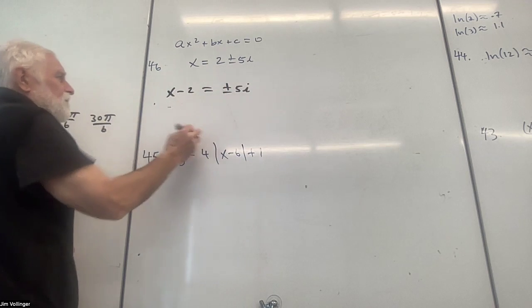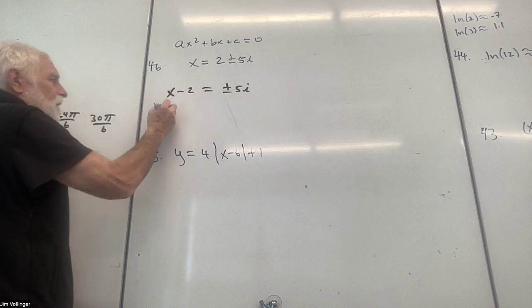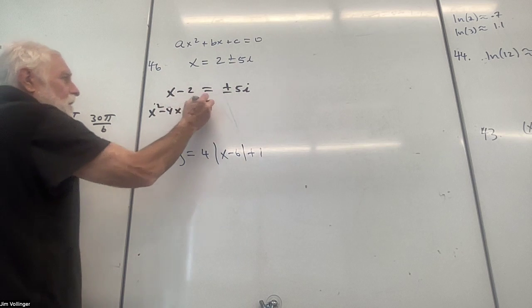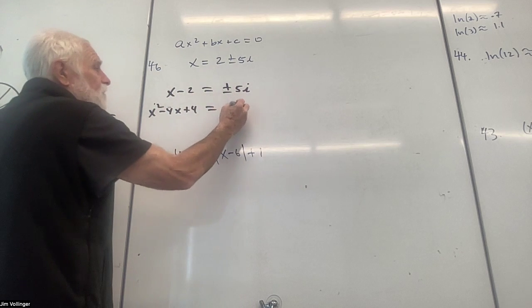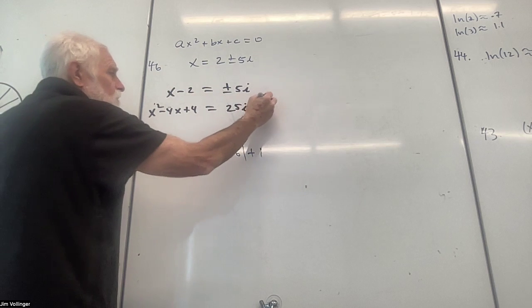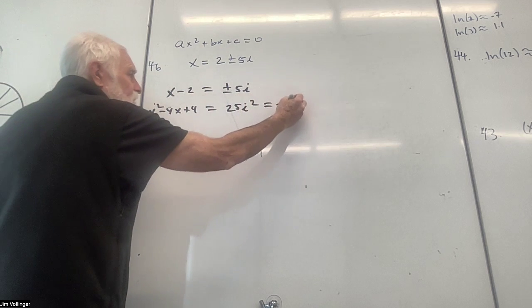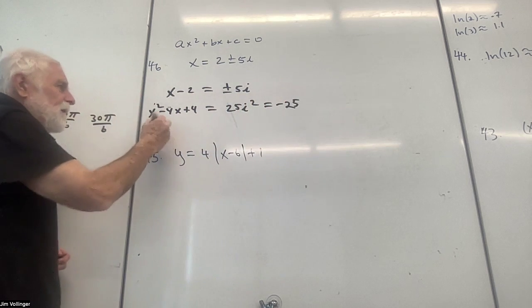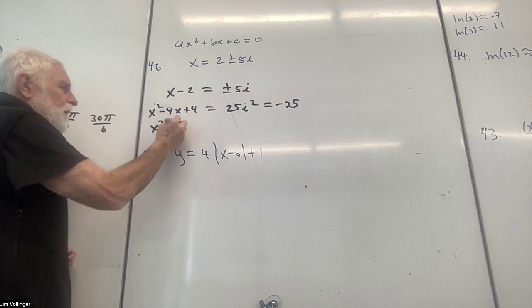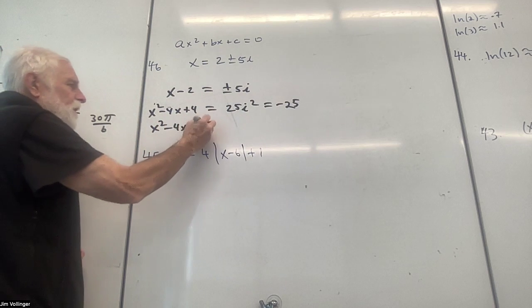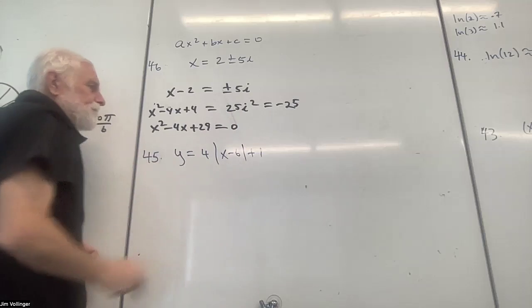I'm going to square both sides. X squared minus 4x plus 4 equals 25i squared, which equals negative 25. If I bring it to the other side, I get x squared minus 4x plus 29 equals 0.